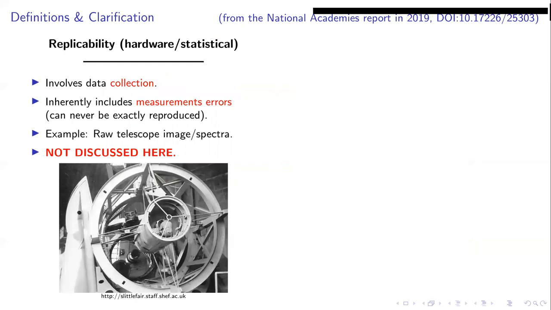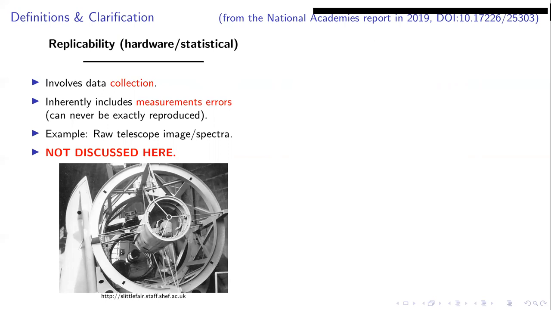So let's go into the definitions and what we mean, because this needs clarification, such that the US National Academies actually had to publish a report on this definition of reproducibility and replicability. Until this review by the National Academies, replicability and reproducibility were used interchangeably, which was really confusing. So let's clarify the things here.